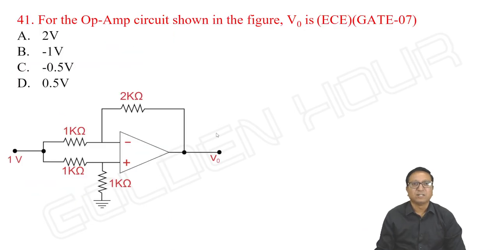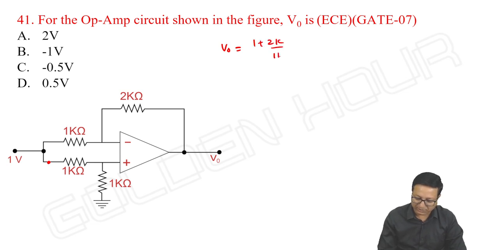Then see this question. For the op-amp circuit shown in the figure, what is the output of this circuit? Same thing I'm using. V output is equal to, suppose 1 volt is appearing here, then what is the output equation? 1 plus 2 kilo ohm by 1 kilo ohm into 1 kilo ohm by 1K plus 1K into 1 volt, minus 2K by 1 kilo ohm into 1 volt.